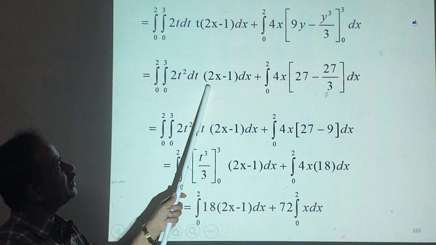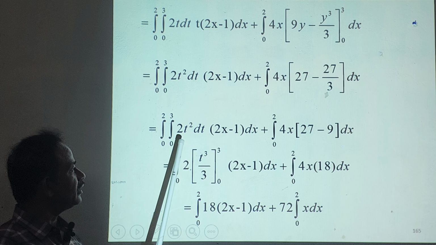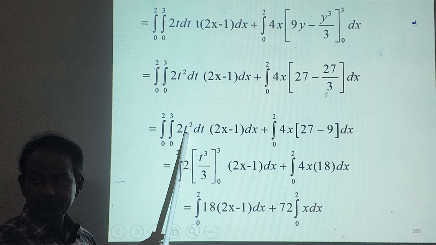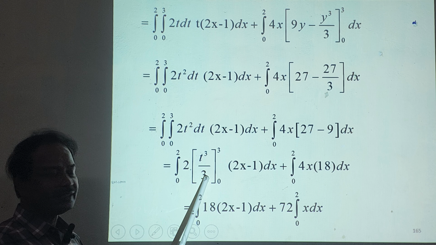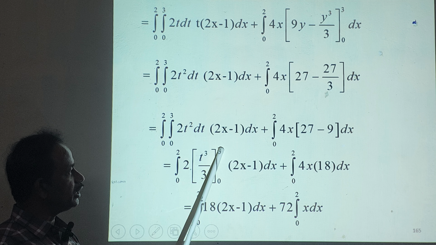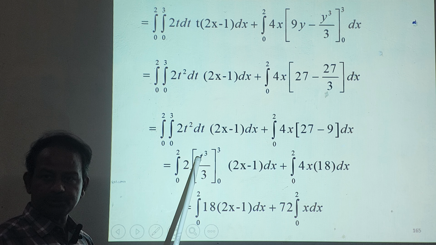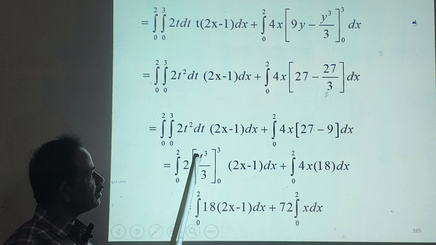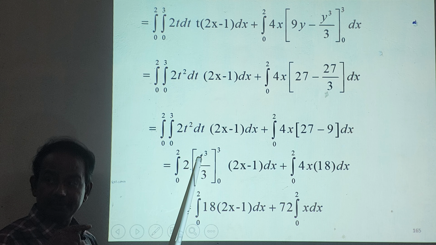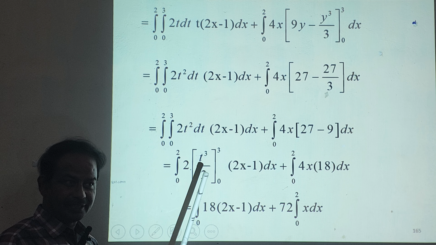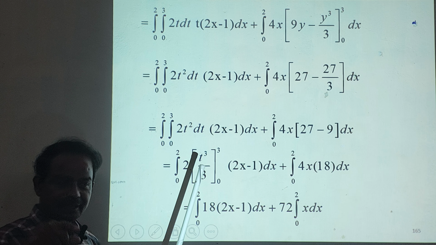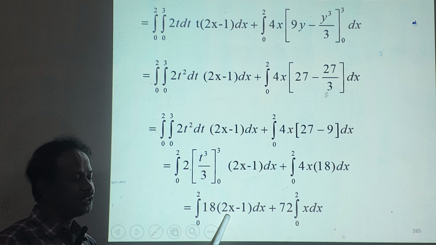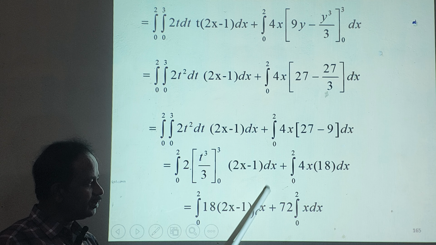Now we will come to this side. So we have 2t squared dt, 2x minus 1 dx. You will have to integrate with respect to t, that will give you t cube by 3. The limits will be 0 to 3. Wherever you find t, you substitute the upper limit. So that will give you 3 to the power 3, which is 27 by 3, which is 9. 9 multiplied by 2 will give you 18. So 18 multiplied by 2x minus 1 dx.